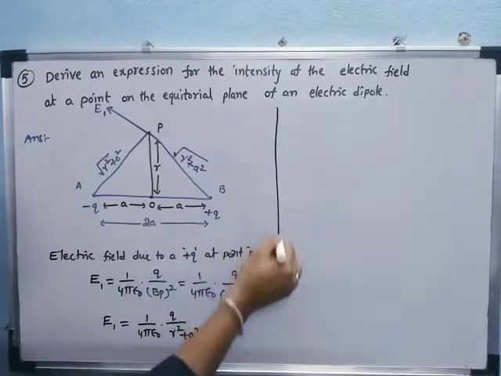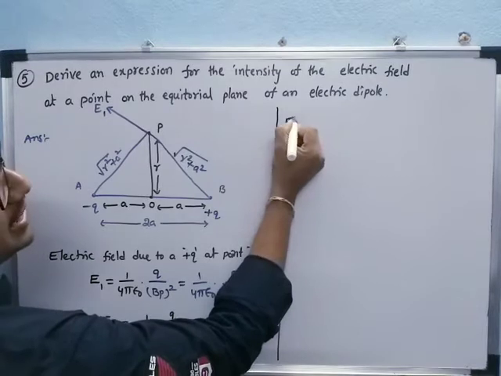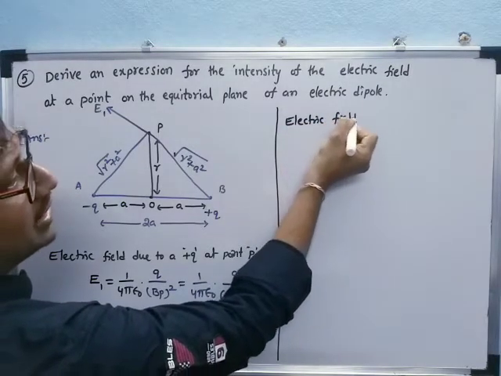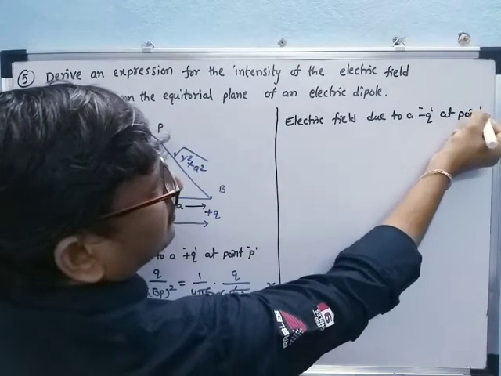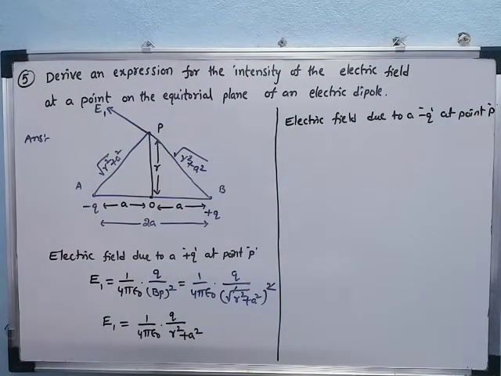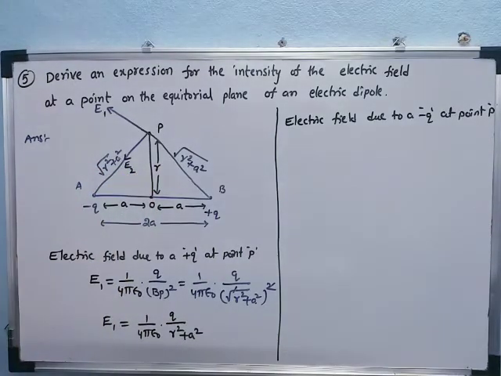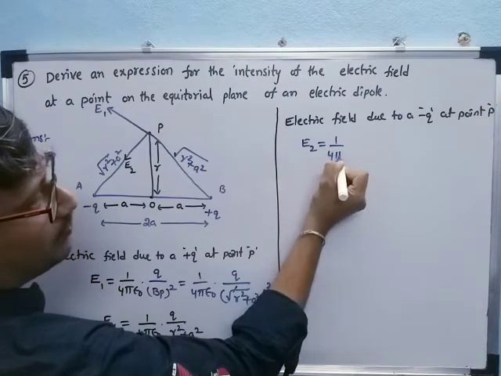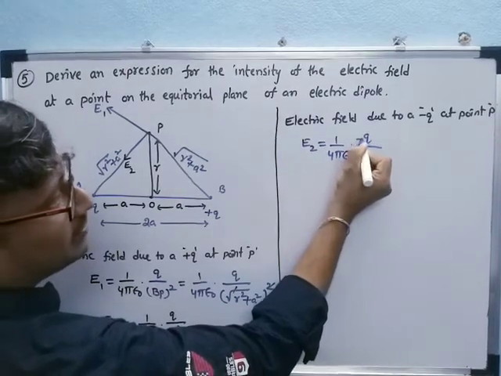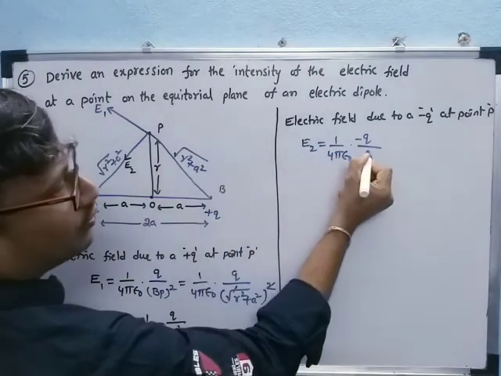Now similarly we can find out the electric field due to the negative charge at point P. The electric field is acting in this direction. This is E2. Now E2 is equal to, what is the formula? The same formula, 1 by 4 pi epsilon naught, Q by, Q here is the negative charge, minus Q, by the charge-to-point distance, that is A to P, whole square.